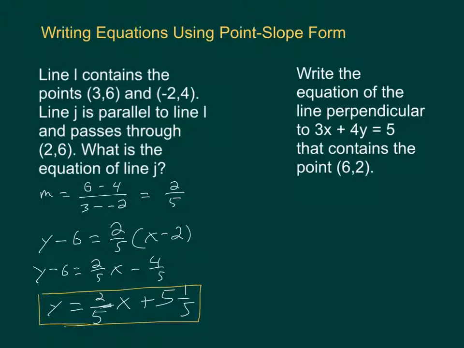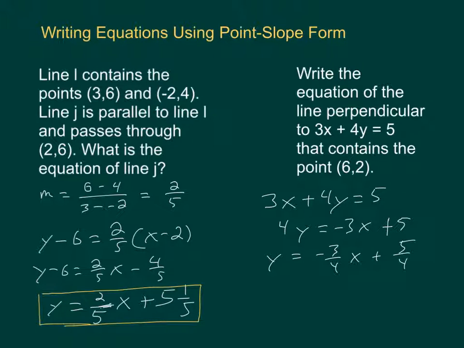All right, next one: write the equation of the line perpendicular to 3x plus 4y equals 5 that contains the point 6, 2. Since the lines are perpendicular, their slopes are opposite reciprocals. So I first need to find the slope of this line, and probably the easiest way to do that is by putting it into slope-intercept form. Start by subtracting the 3x: 4y equals negative 3x plus 5. Then divide everything by 4, and I have y equals negative 3/4 x plus 5/4.